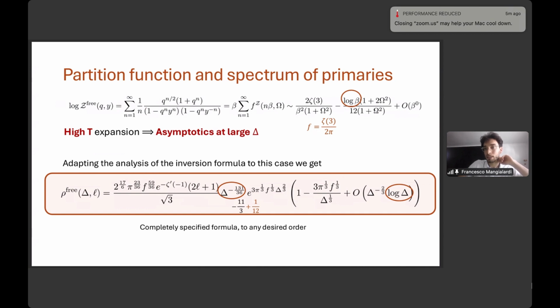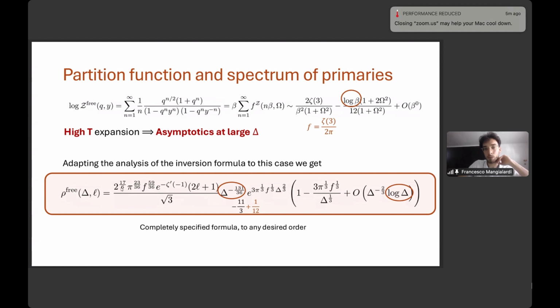However, the next term, which would be a constant in a gapped theory, is instead here a log, and this is precisely the contribution coming from the gapless sector, which is present in the free theory. So in this case, we have to adapt a little bit the analysis of the inversion formula to accommodate for this log, but the strategy is basically the same.